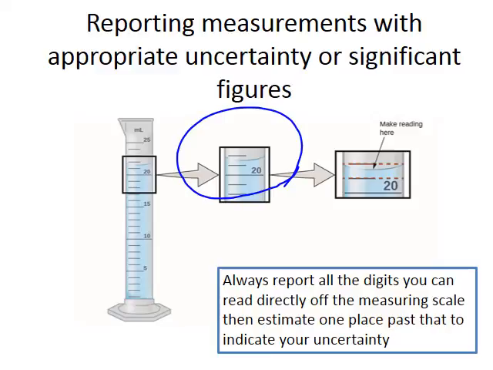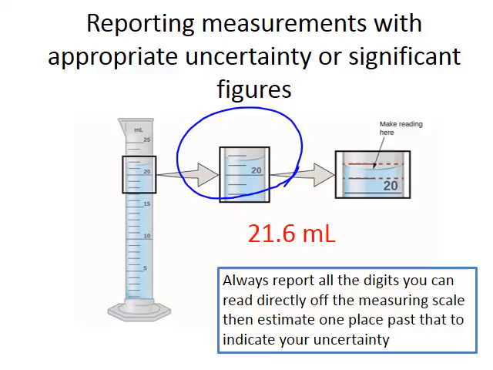marks. Now, I wouldn't report this volume as just 21 milliliters because I can clearly tell it's over 21. And I also wouldn't report it as just 22 milliliters because I can also clearly tell that it is not quite 22 milliliters. So what I can do is estimate where between 21 and 22 this meniscus actually falls. So I make an estimate that this is about 21.6 milliliters.